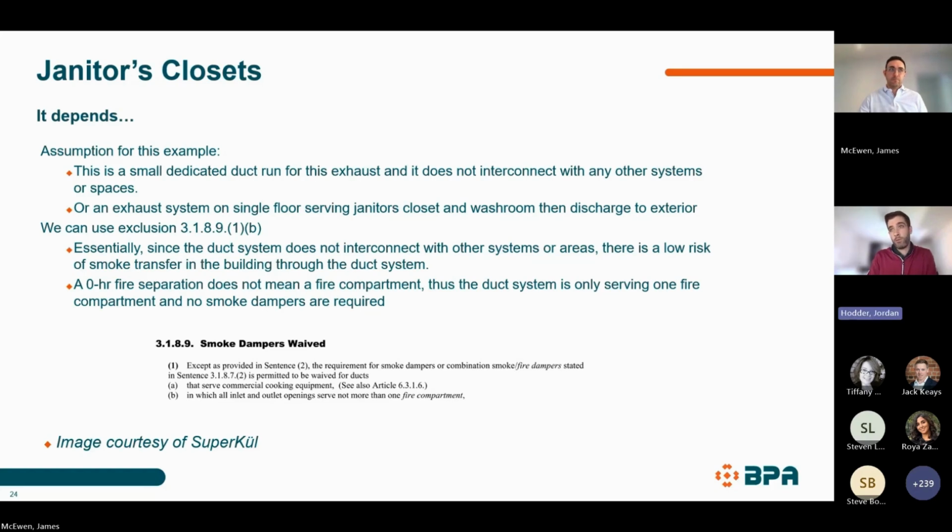If you have a single floor and you have your washroom exhaust, janitor's exhaust to an exhaust system, discharges out of the building, doesn't go up and down through other fire separations in the building. Once again, it only serves one fire compartment. Jack had that great sketch kind of showing the floor of the 1, 2, 3, and 4 spaces. So a 0-hour rating is not a fire compartment. So this is another nuance where we can eliminate the requirement for smoke dampers.